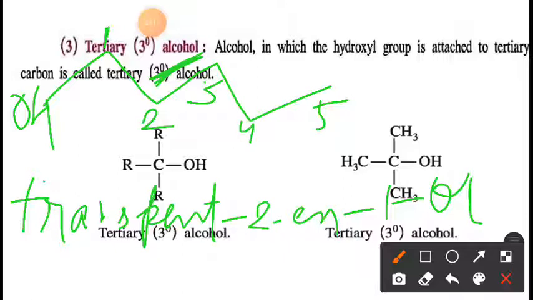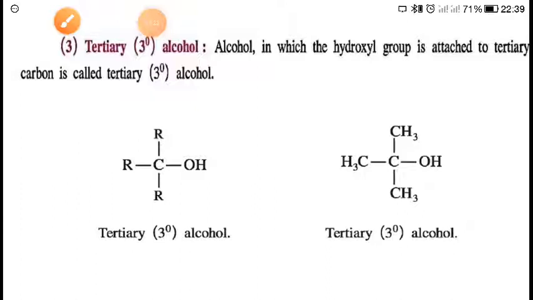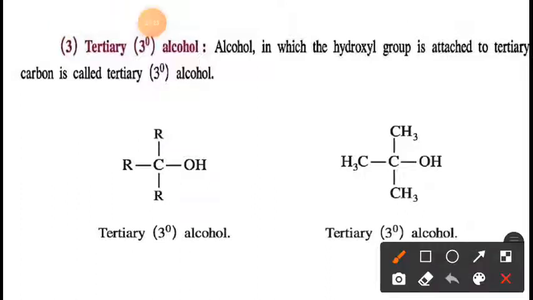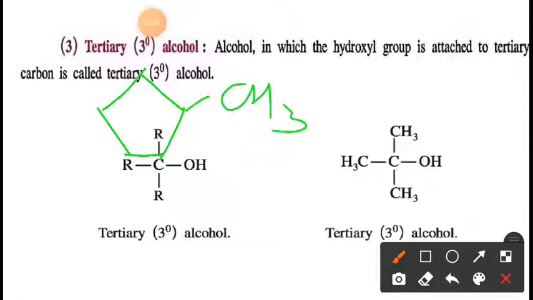Now we will see one more example here. Suppose we have like this. Here is suppose CH3, and here is OH, right? So at that time, what will be the number? We will give this one 1, and this 2 3 4 5, right? So how will we name?